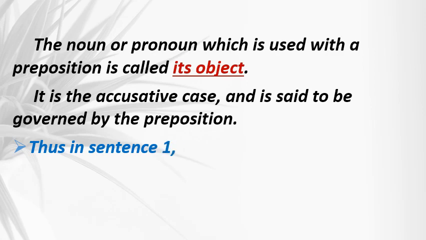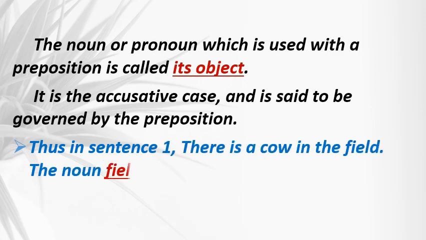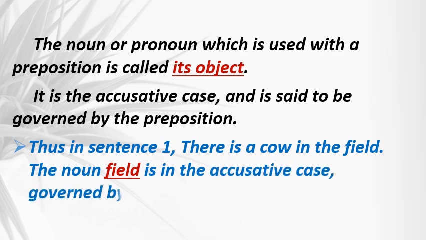Thus, in sentence 1, there is a cow in the field. The noun field is in the accusative case, governed by the preposition in. So here, the word field is the object of the preposition in sentence 1.